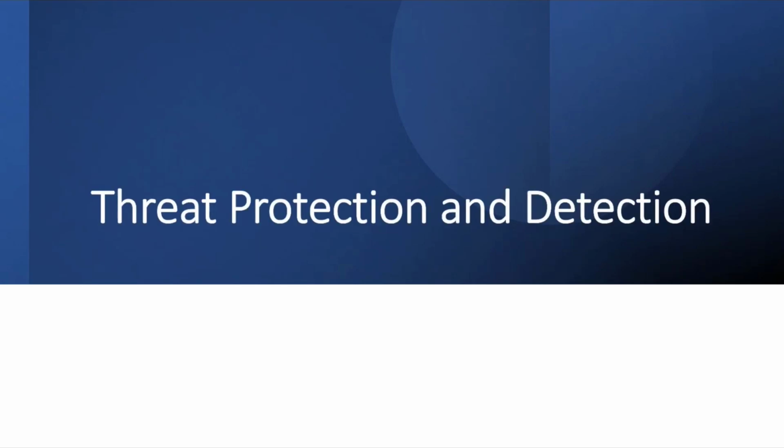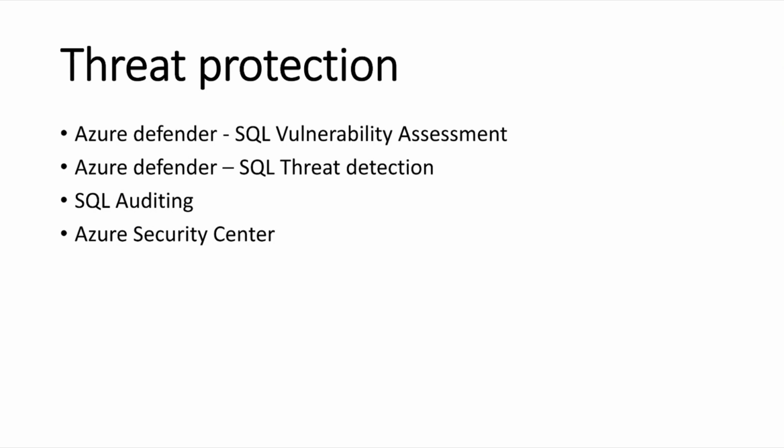Let's talk about the threat protection and detection now. So here we have different options under the threat protection. The first one is, so underneath the Azure Defender, we have two options, SQL vulnerability assessment and the SQL threat detection. So the first option, SQL vulnerability assessment, is where it will assess any vulnerabilities. So basically, it will check for the configurations of your database, and if there are any known vulnerabilities, if your database is not configured properly based upon the standards of the Azure, it will show you these are the things that you need to look into.